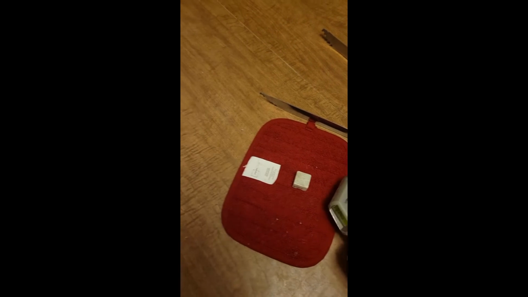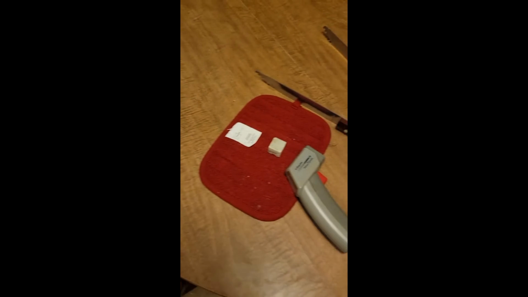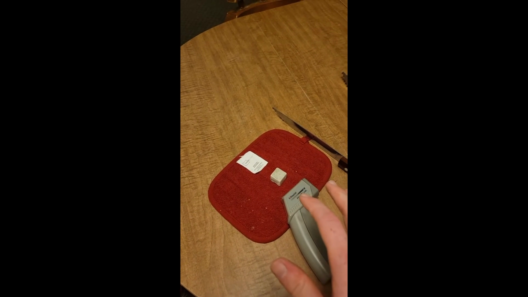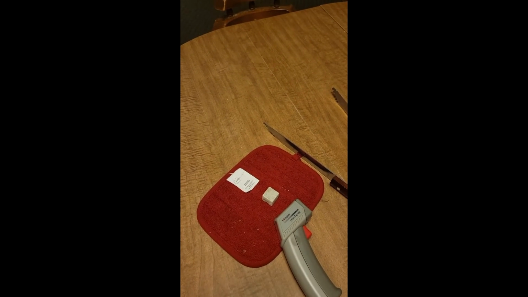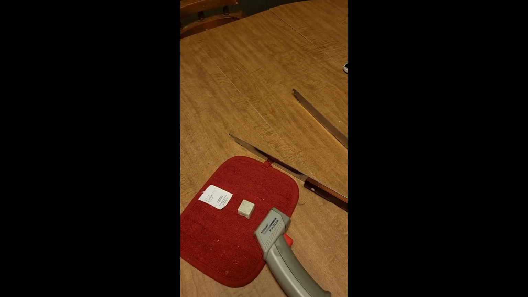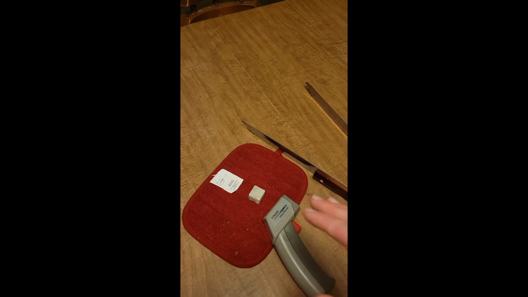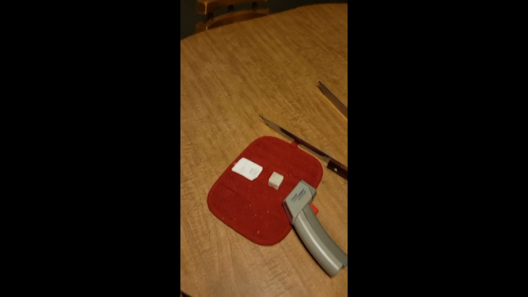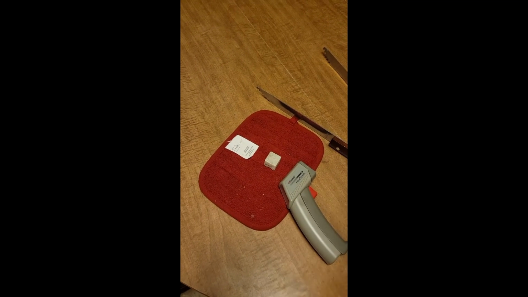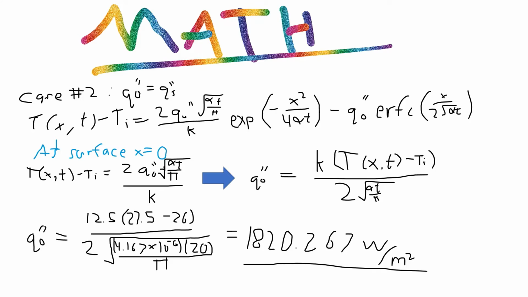All right, it fluctuates a little bit, but I think it's safe to say that we went from 26 to 27.5. Besides the big fluctuations, that seemed to be the most stable range. Okay, so now that we have some temperature values, we can do some math.